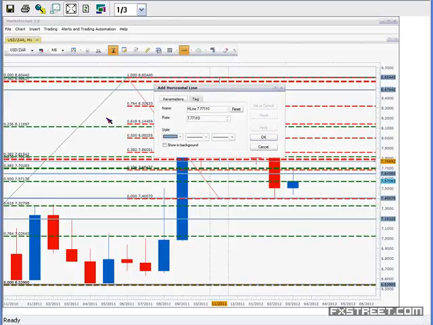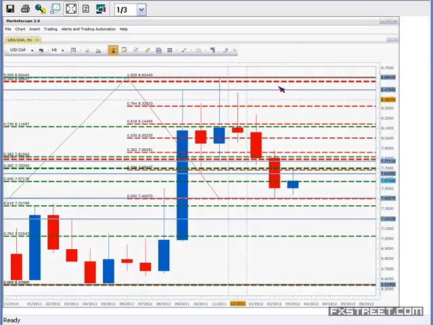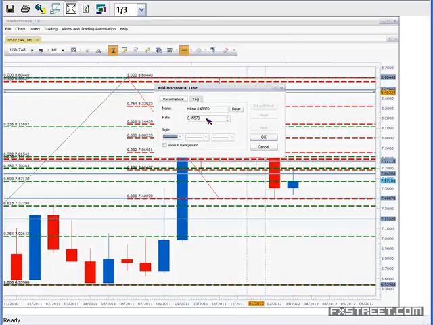And I will pick up this red high also. 84.55. Oh no, 45. What was that? 45.57. Okay, I think that's pretty much about it that I can pick up from a monthly chart.